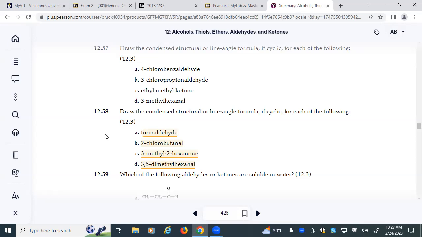So if it's a 6-carbon chain, where would you put it? Does it matter where you put the double bond? Well, what's that number for? So hex tells you that it's 6. The 2 tells you where to put that carbonyl. And then obviously if the 2 is the carbonyl, you know that right next door is the methyl group, since it's 3-methyl.